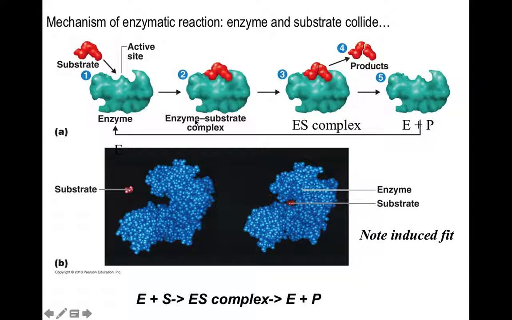So the key thing about the enzyme-substrate complex is the enzyme has to have a minimal amount of time to help with electron rearrangement. Okay, so here's our ES complex, and here we see the enzyme has finished with the electron rearrangement. Now the substrate has been converted into product. And so the products are released from the active site.